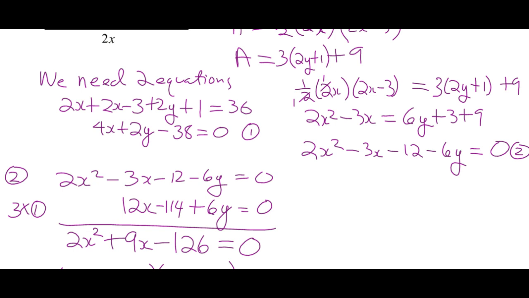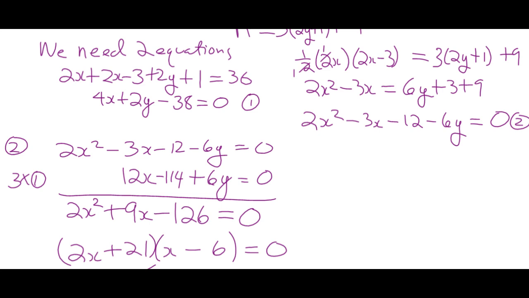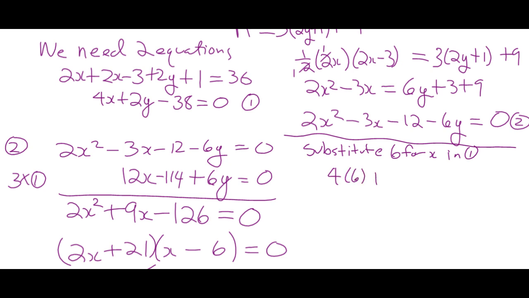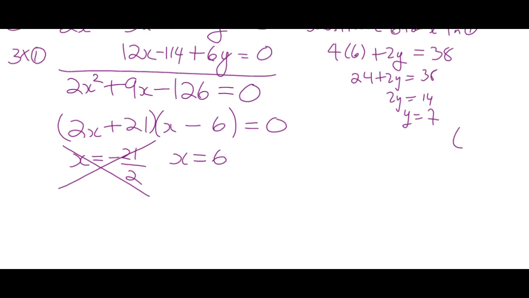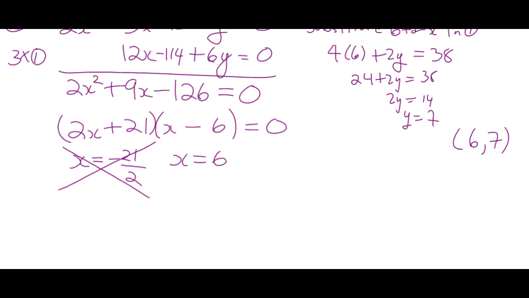Okay, so we're coming back up here, and we're going to substitute 6 for x in number 1. So 4 times 6 plus 2y equals 38. So that's 24 plus 2y is 38. 2y is 14. Y is 7. Okay, so the solution point is 6, 7.